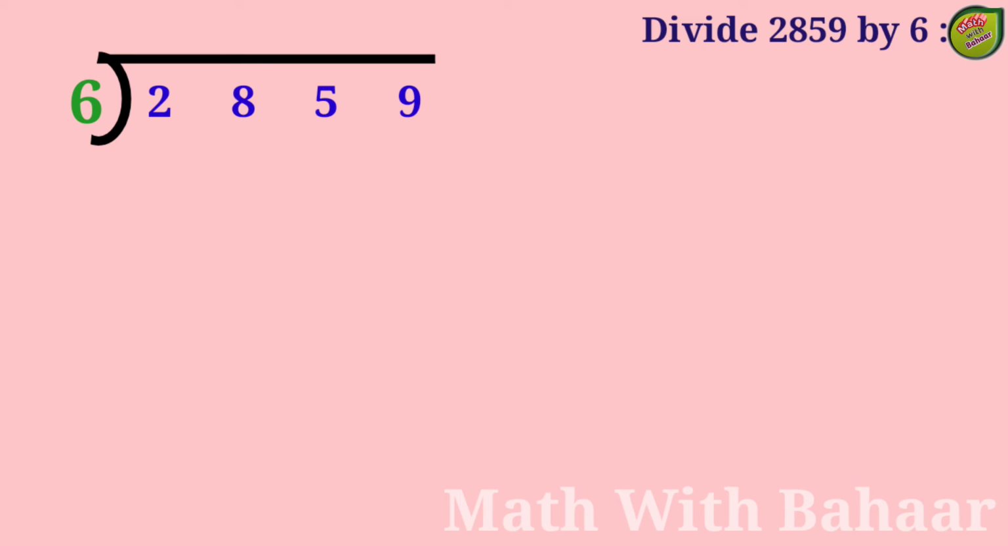Okay. So now we have to consider how many digits are there in the divisor. Yes, we have just one digit. Therefore, we have to consider only one digit in the dividend part. But we can observe that 2 is less than 6. Therefore, it will not be divisible because 2 does not come in the table of 6. Therefore, we have to consider 2 digits in the dividend, that is 28 together.